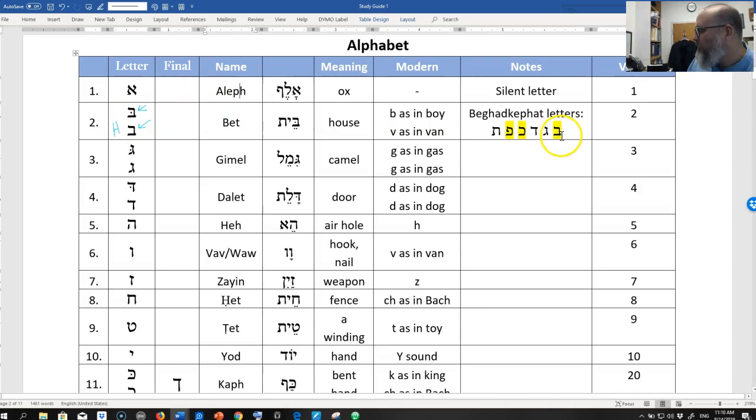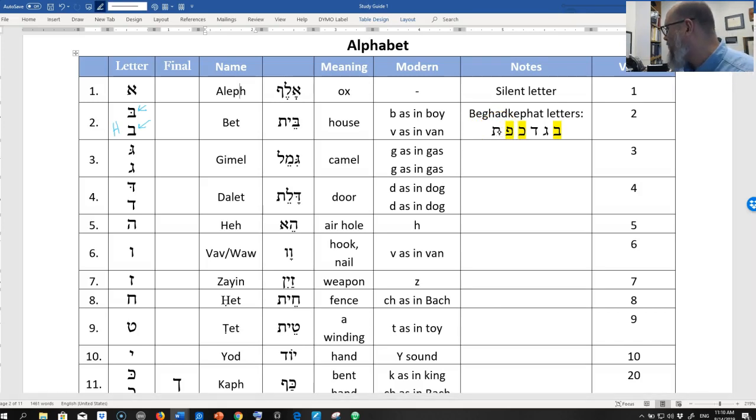Now, over time, the Begad Kefat letters, originally this Begad Kefat without the dot would be Th. Well, over time, three of the Begad Kefats lost that secondary pronunciation. So think of it this way, that the dot takes away that added H sound, or the wetter sound.